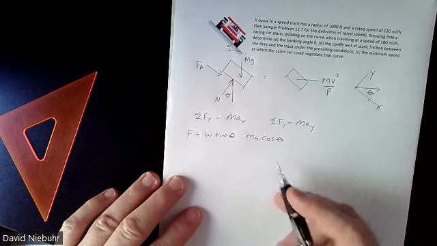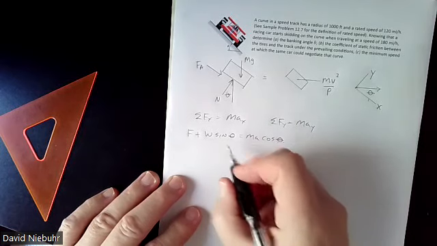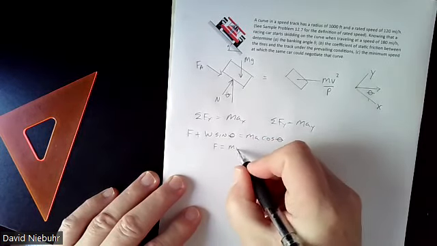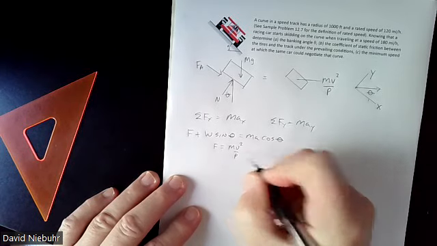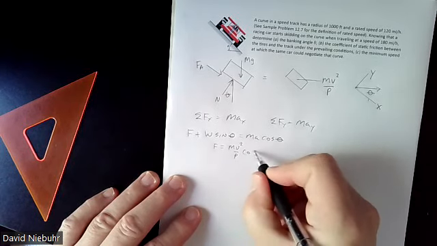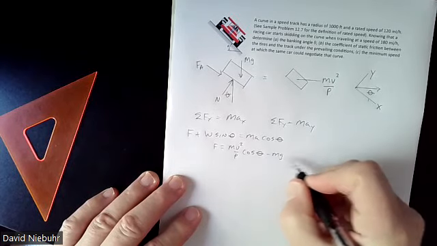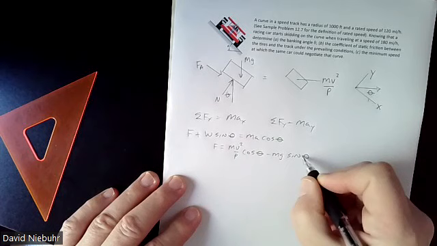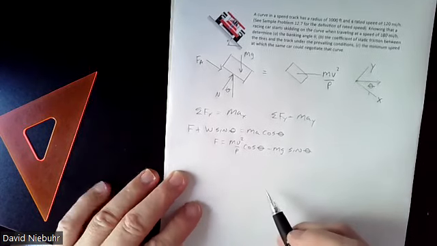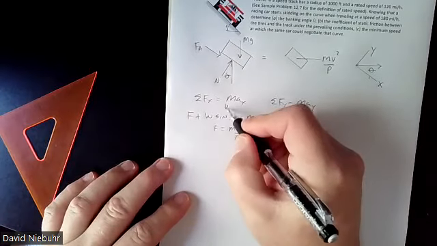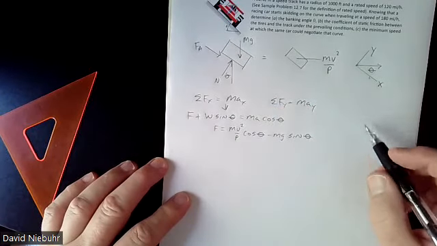All right. So then if we rearrange this, we get F equals mv squared over rho cosine theta minus mg sine theta. And we'll leave that at that. All right. So it's our first equation. Then we're going to do the same thing with the y, so that's my x.